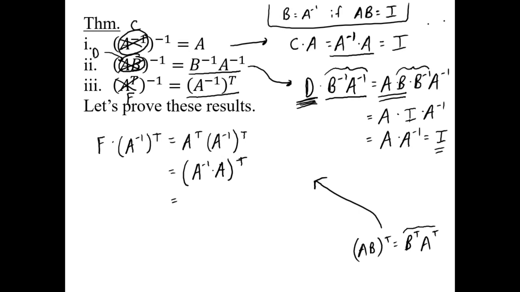Of course, A inverse times A is just the identity matrix, and the transpose of the identity is just the identity. So when I did F times all this stuff, the result was the identity matrix, which means this stuff must be the inverse of F, but that means it's the inverse of A transpose. Okay, so this is my proof. This is my explanation of why it works.